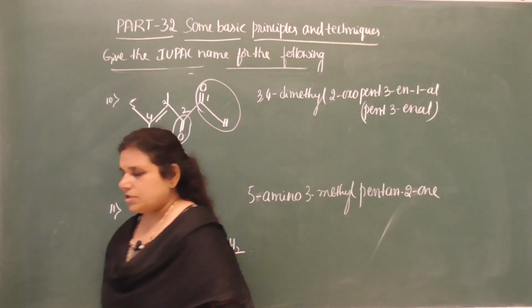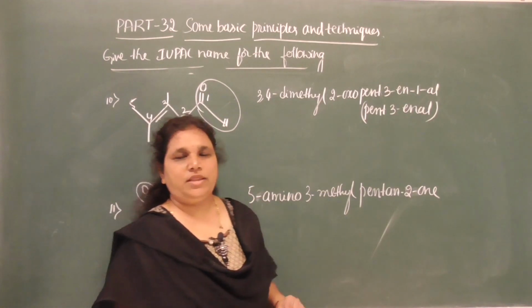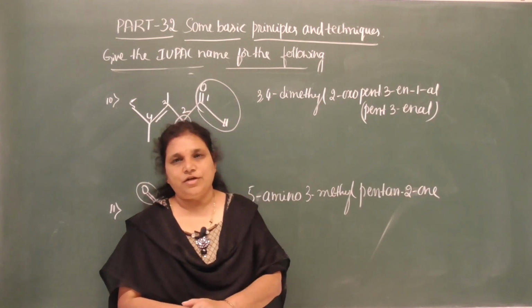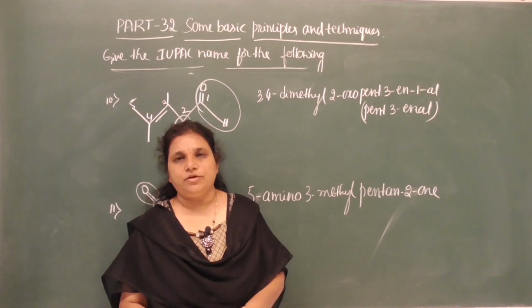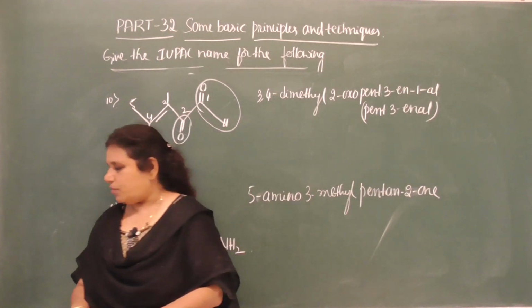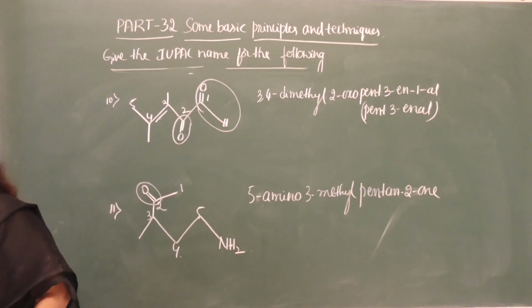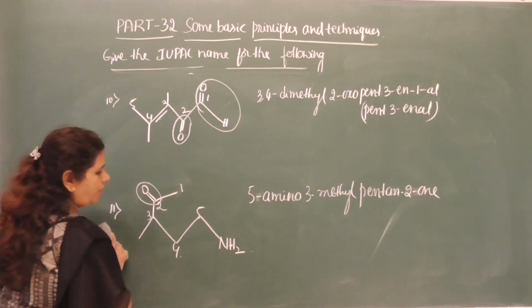So this is about the naming of bifunctional compounds with two similar functional groups or two different functional groups along with multiple bonds. Now let us move on to the nomenclature of polyfunctional compounds. So move on to this.